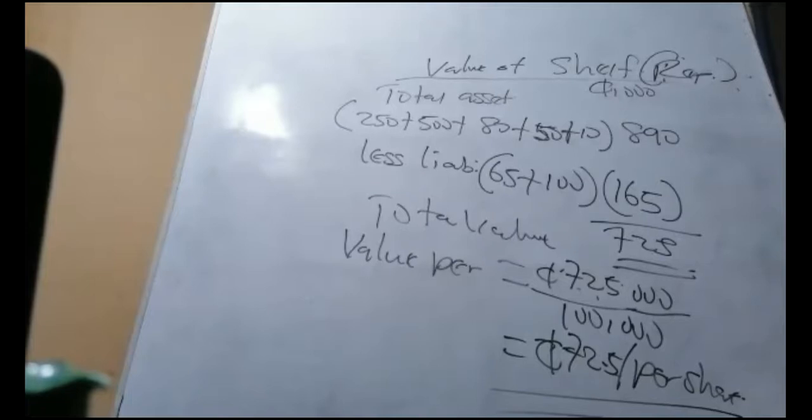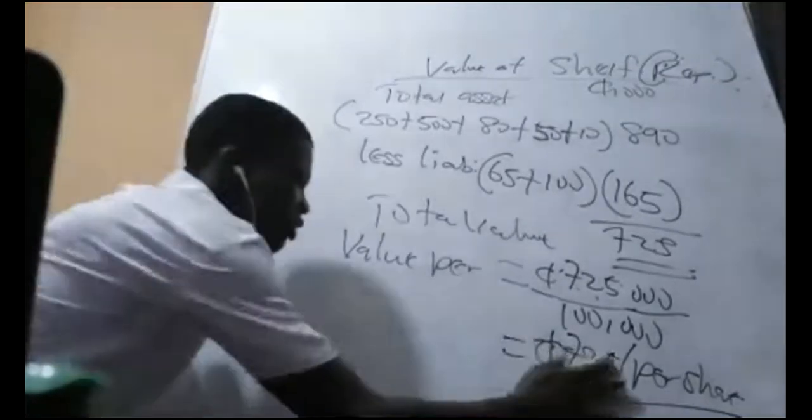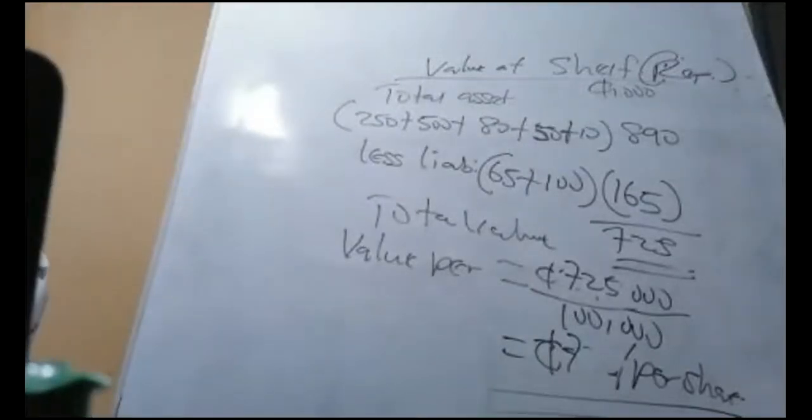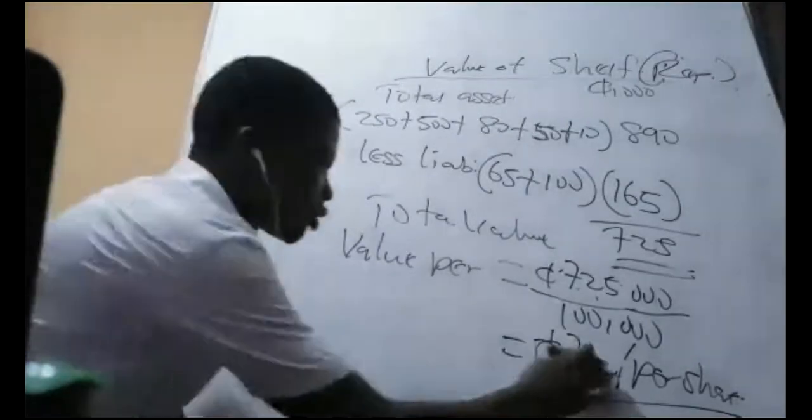It's 7.25. It's not 72. Divided by 100. Yes, it's 7.25. Sorry. Okay, that's fine. So 7.25.